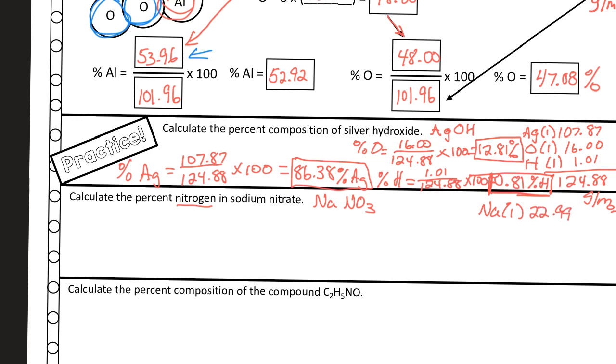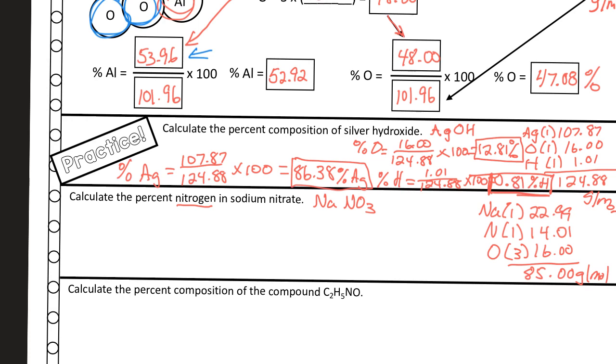22.99. I've got nitrogen. I have one of them. The one is going to weigh 14.01. And then for oxygen, there are 3. Each one is 16.00. So when you total all of this up and multiply them out, the molar mass is going to be 85.00 grams per mole.